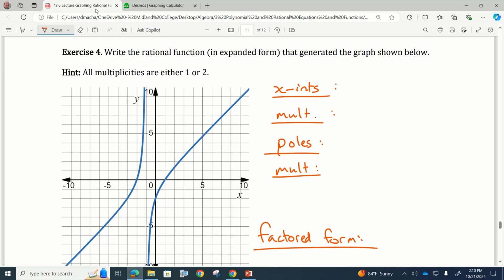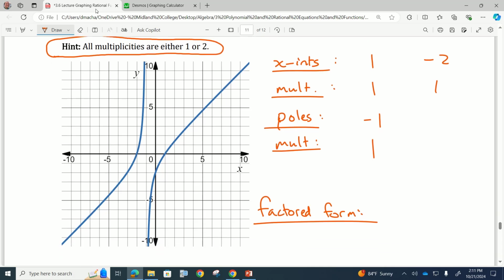What are they? 1 and -2, okay. If I give you a hint that says all multiplicities are either 1 or 2, and you see the curve crossing the axis, that means these multiplicities are 1. Because if they were multiplicity 2, then they would be bouncing off of the axis. They wouldn't be crossing. Okay, I've got one pole. Where is it? -1, and the multiplicity is 1. If it had multiplicity 2, then it would look like a tent or a well, but since it goes in any direction, it's multiplicity 1 because that's odd.